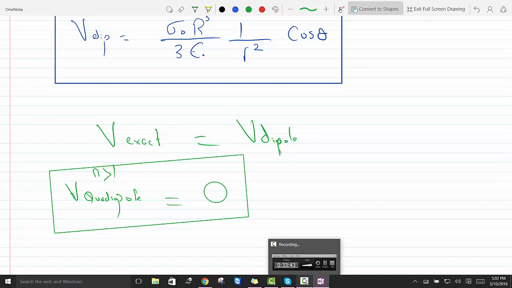Now, we only did the monopole and got 0, but you can easily go through the integrations and find the higher order terms. But according to the fact that V exact turned out to equal V dipole, and the exact has to be exact, that means everything else has to be 0.